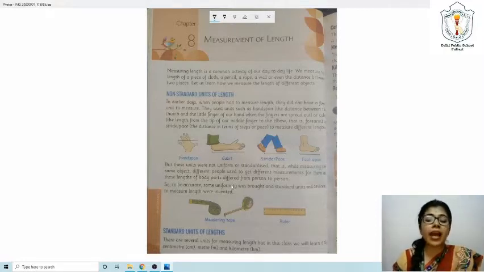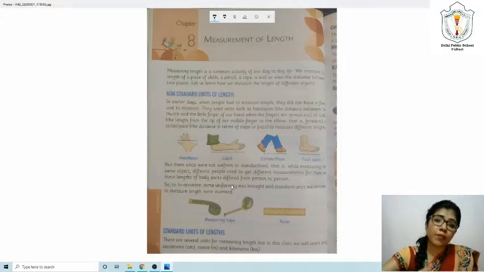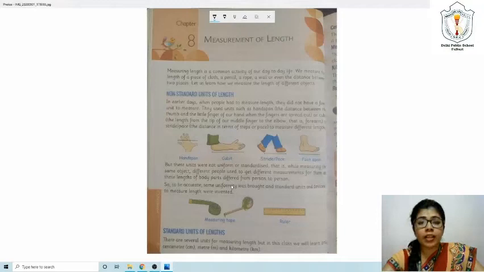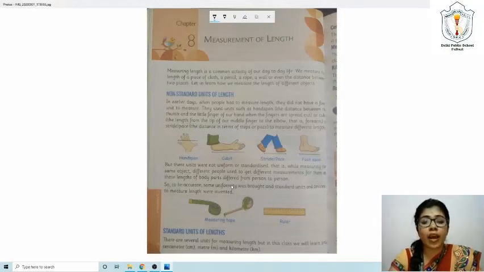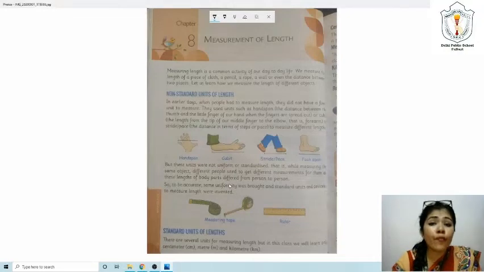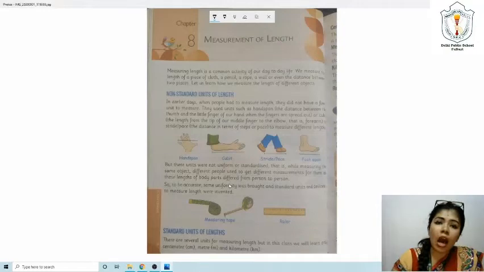Now comes stride or pace. It is the distance when we place one foot and then step with another foot; the distance in between that we cover is called a stride or pace. Now comes the foot span. Foot span is the measurement that we take using our foot. As long as your foot is, that is 1 foot span.